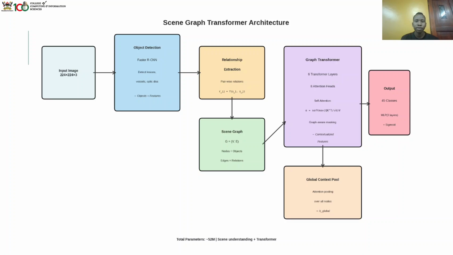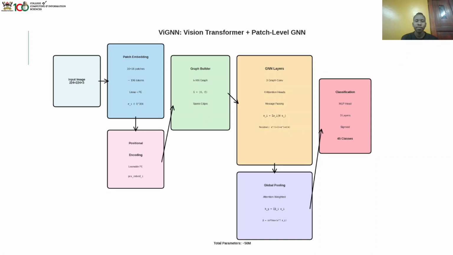The scene graph transformer has the input, object detection, which gives us the relationship extraction, the scene graph, and the graph transformer, which provides the global text context pool and gives us output. Then we have the fourth model, which is the vision transformer, which gives the input, it does patch embedding, it positions the encoding, then it also does the graph builder, gives us the GNN layers to the global pooling, and gives us the classification, the 45 classes.